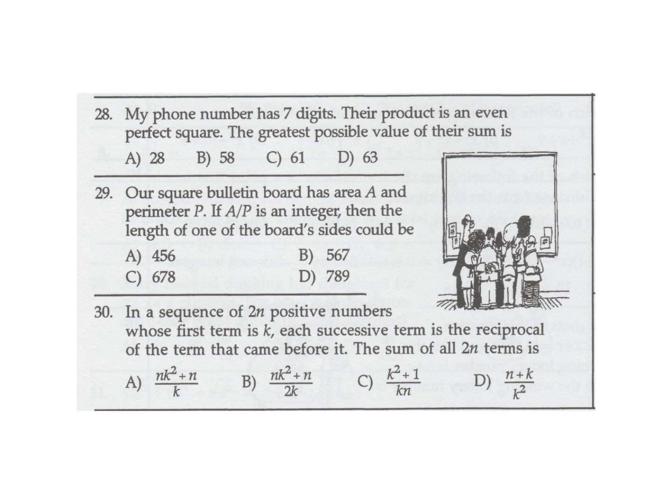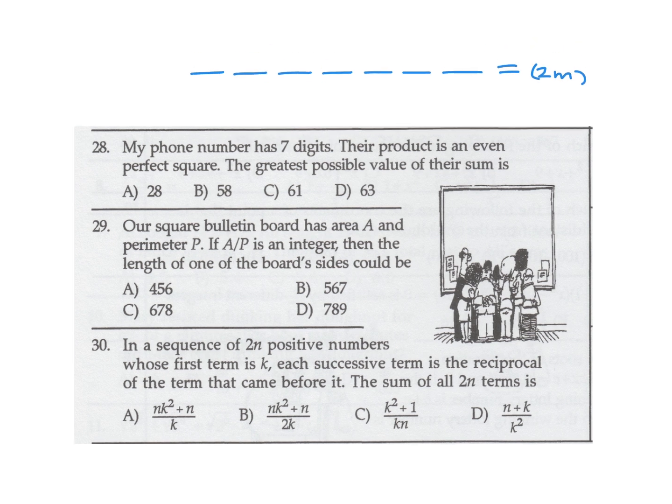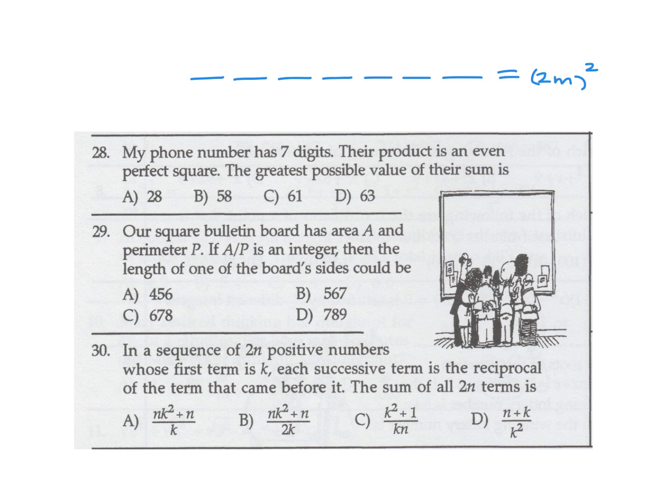My phone has 9 digits. Their product is an even perfect square, the greatest possible value of their sum. So 9 digits, right? Oh, so 7 digits. My eyesight is getting bad. 1, 2, 3, 4, 5, 6, 7. Product is an even perfect square, so 2m all squared. That's an even perfect square. So that's basically 4m squared.